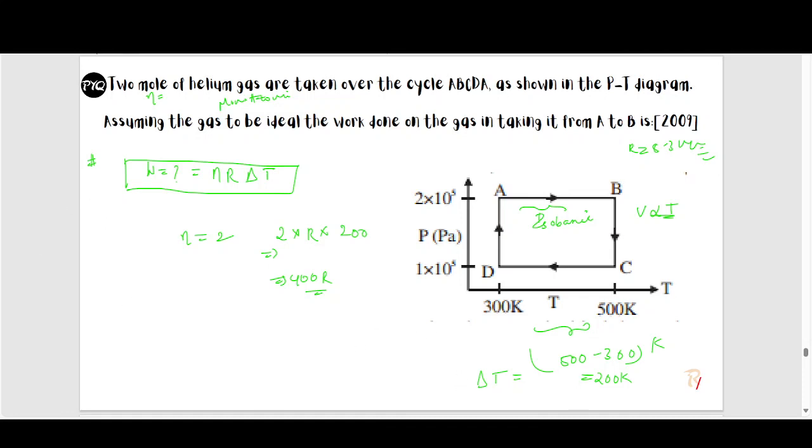Therefore, this will be given our answer. Therefore, work done equals 400 R is our answer.